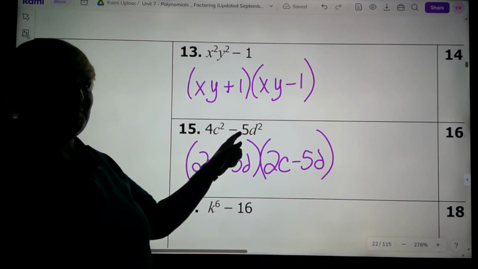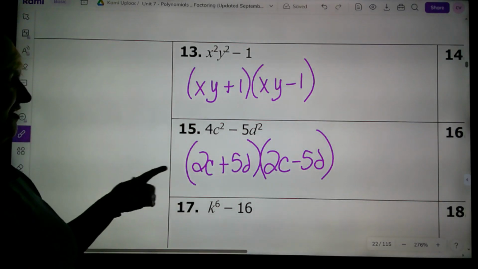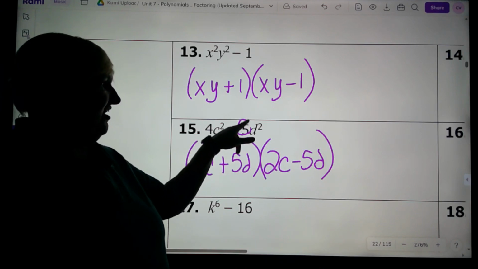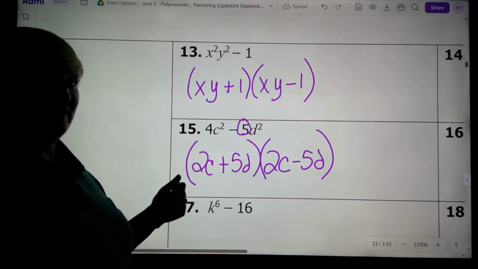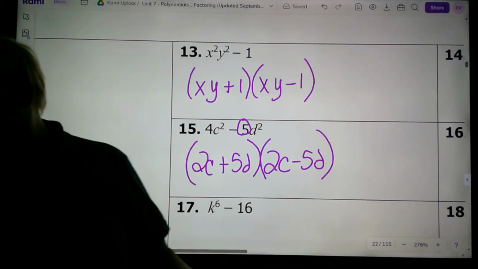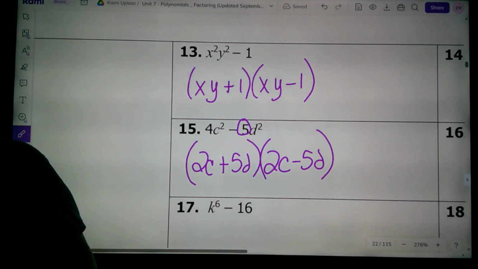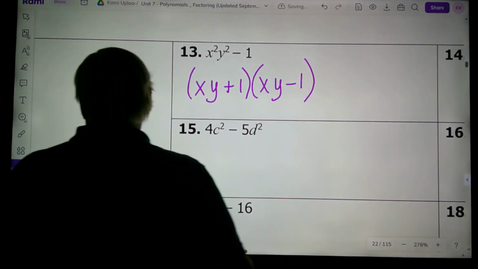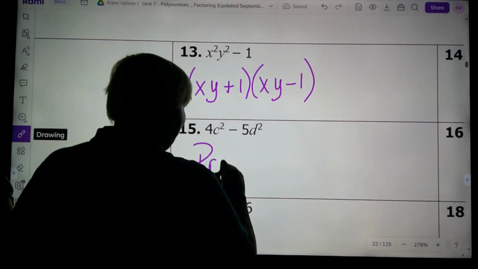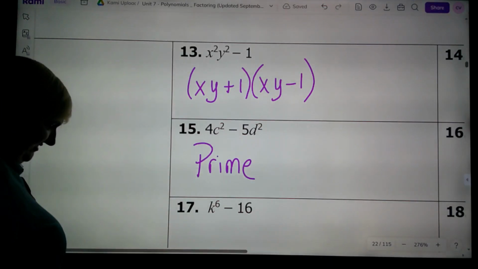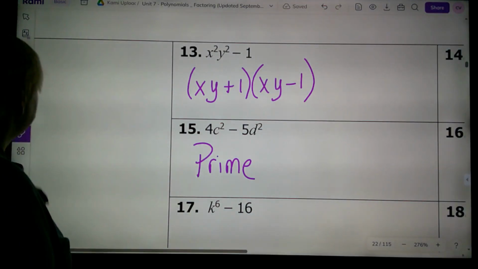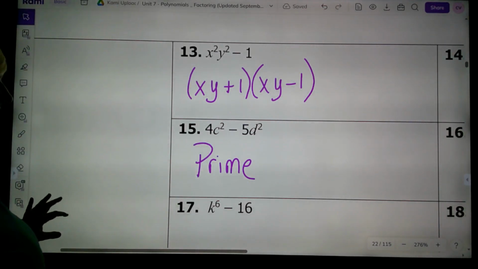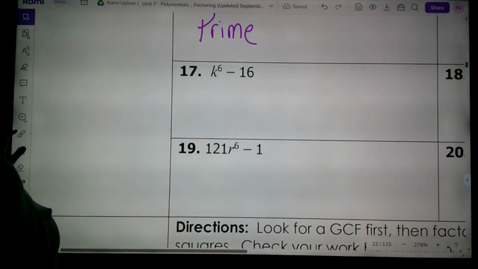Ah, they almost got me. I'm going back and asking myself, is this a square? Is this a square? Is this a square? This is not a square. That is not a perfect square. Which means this is probably prime. 15. Prime. Bam. They tried to get us. But because I went back and asked, is everything squared? I can tell you that's not a difference of squares. It's prime. They have nothing in common. Nothing to be factored out. You almost got me.